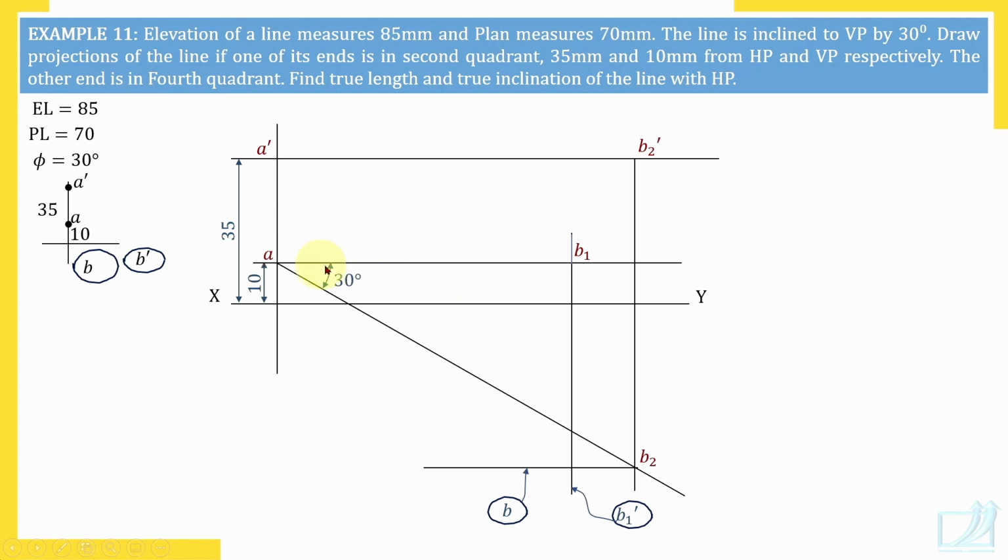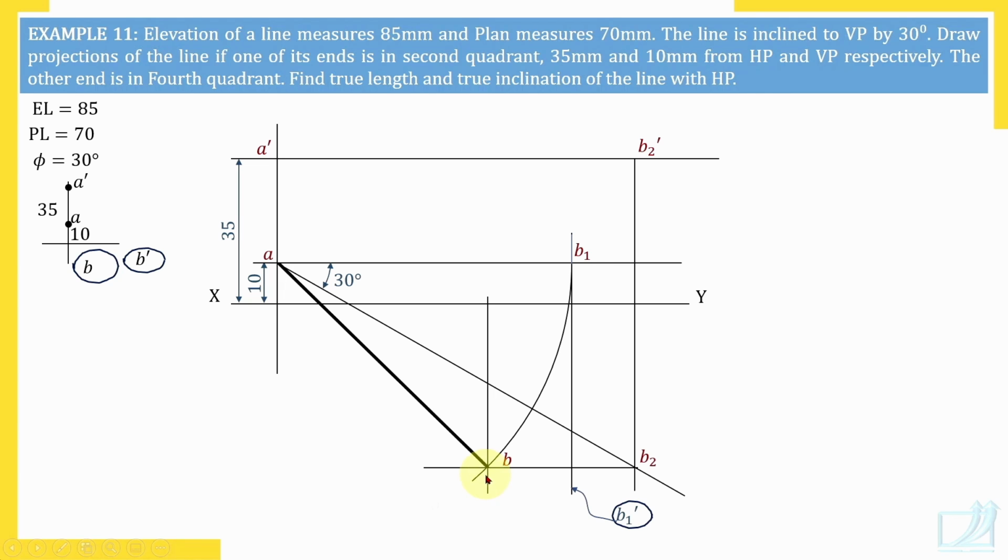Therefore, we have no choice, we should rotate PL. So, rotate AB1. And here it is point B. Join AB, that is top view. This is how we have completed top view of line AB. We got a new point.